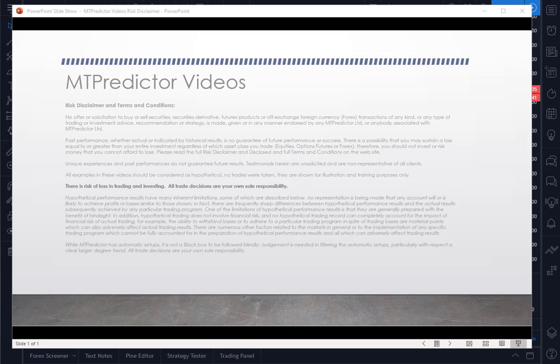In today's MTPredictor video, I'd like to have a look at an example of our MTPredictor scripts for trading review. In this example, we're looking at an Indian trade setup on the BankNifty.